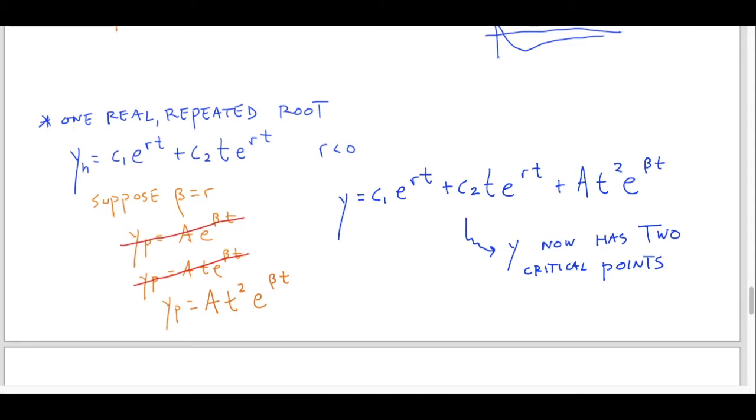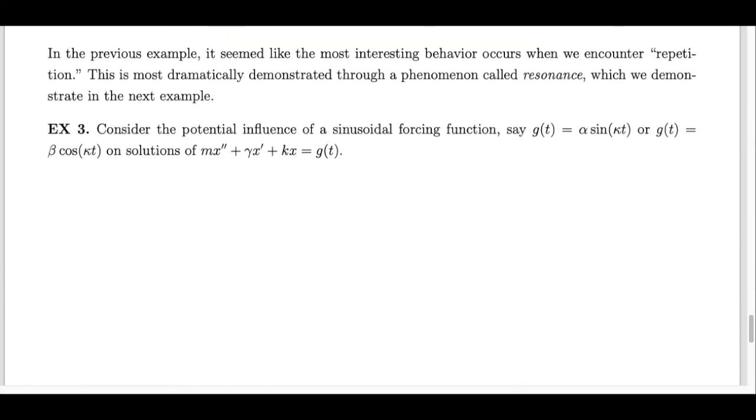In example 3, I want to consider the potential influence of forcing functions that are trig functions on the system that we're considering. And I'd actually like to kind of cut to the chase and not consider several different cases. I'd like to sort of go straight to the most interesting case. And this most interesting case will demonstrate a phenomena called resonance. There are a lot of interesting applications or examples of resonance in physical contexts. And what I'd like to demonstrate through this example is the mathematical justification or confirmation of those phenomena.